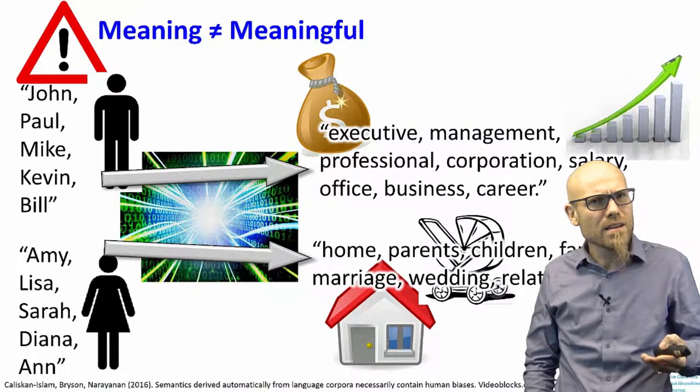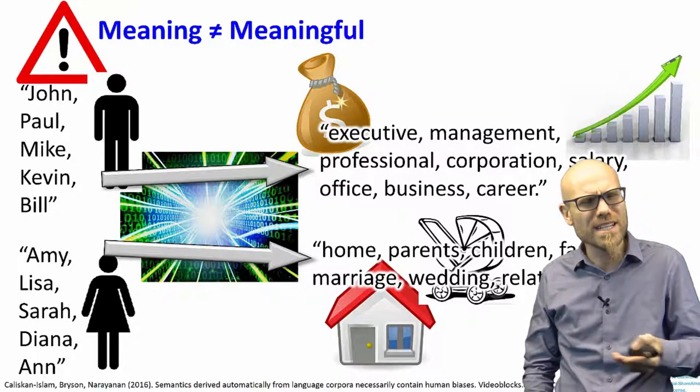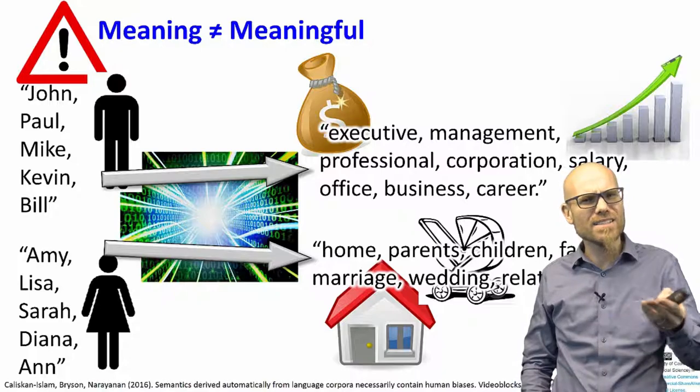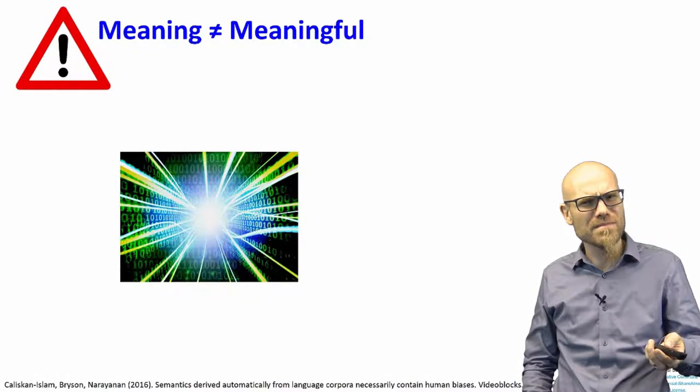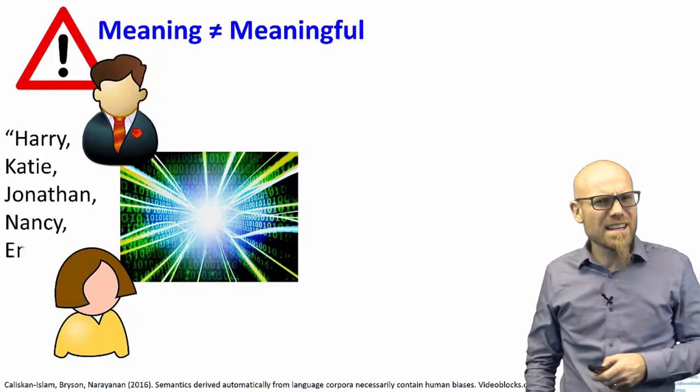So where does the algorithm get things like that from? The algorithm is really discriminatory. It discriminates against women. Where does the algorithm get that from? Let's look at another example.